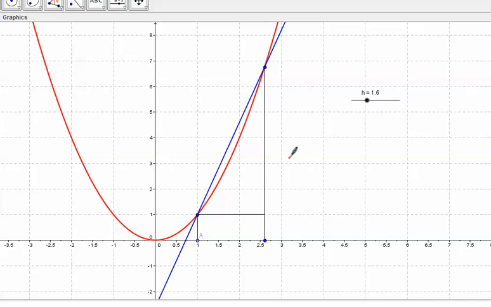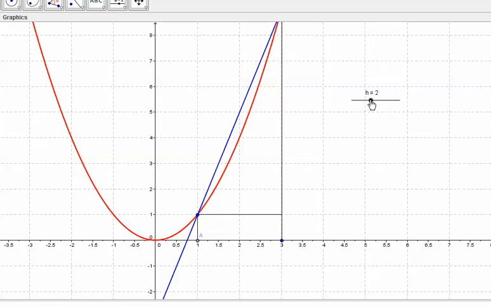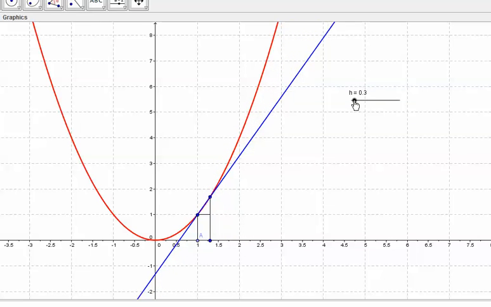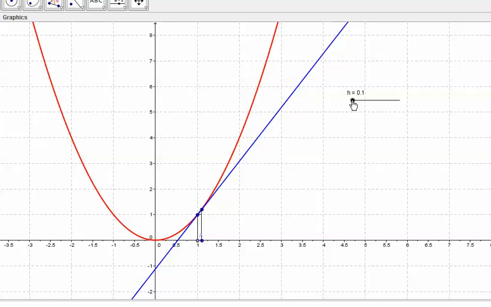At the moment, here's my slider, I've set h to be 1.6, and you can see I can make it smaller and smaller and smaller. If I get to 0, it disappears because there's the tangent line. You see that blue line? It's the tangent line. When I get to 0, it disappears because computers can't divide by 0. But if I make it 0.1, it appears, as long as it's not 0.